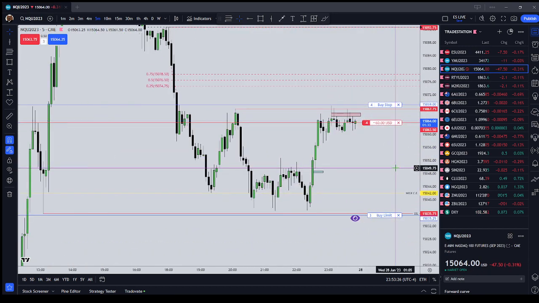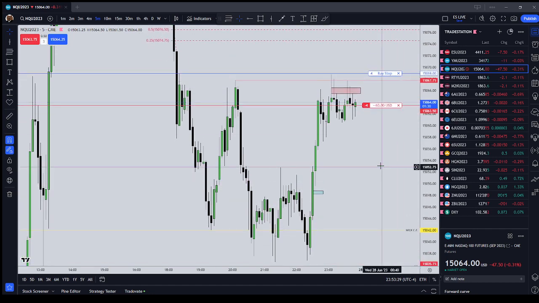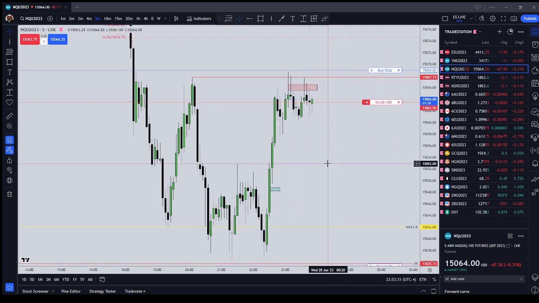Oh no. NASDAQ is coming back up to the red box.